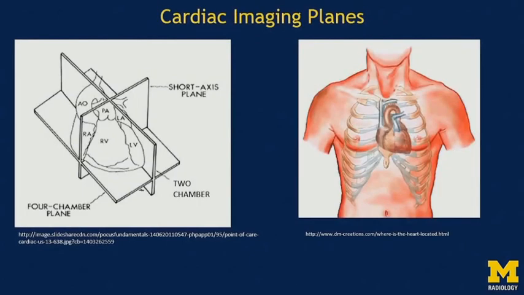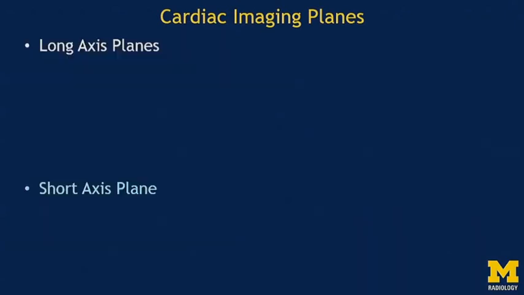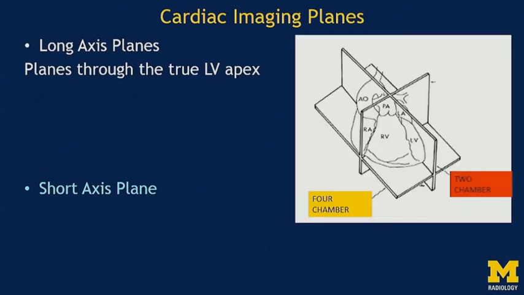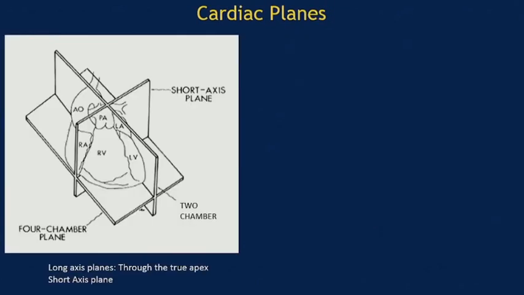So one thing that's unique about cardiac imaging planes is the way the heart sits in the thoracic cavity. So it's not really amenable for straight axial, sagittal or coronal imaging. But you need to have specialized planes, which are either long axis planes that are directed through the LV apex. So planes that are going through the true LV apex are long axis planes. And the two most important ones we think about are the 4-chamber and the 2-chamber planes. And then you have the short axis planes, which are roughly perpendicular to the ventricle. So let's look at these planes.